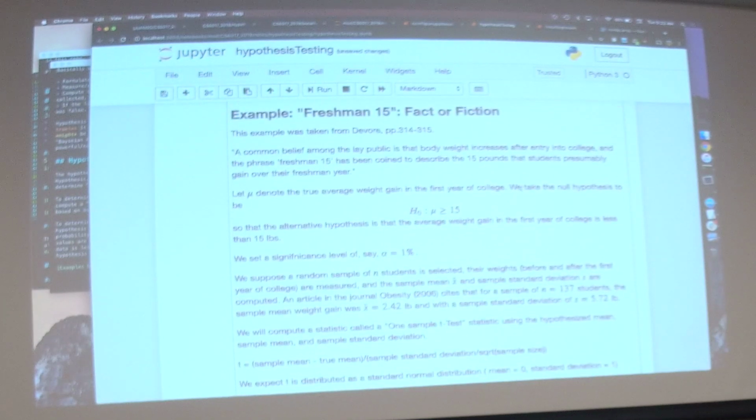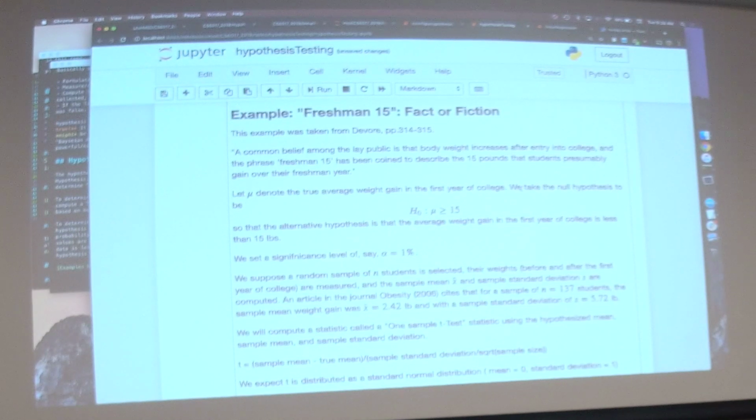And so we'll use the central limit theorem to basically assume that our distribution is Gaussian, even if the data itself is not really Gaussian, as long as we have enough of it. So here we have another example.